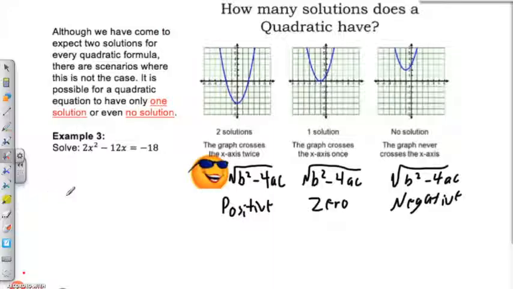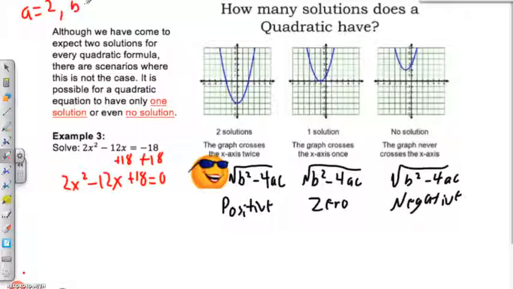Alright, so let's go ahead and look at example 3. We are given 2x squared minus 12x equals negative 18. The first thing we are going to have to do is move everything to the same side and put it in standard form. So we would have 2x squared minus 12x plus 18 is equal to 0. Now we want to go ahead and identify our a, our b, and our c. I'm just going to do that up here where I have some space. A is going to be equal to 2, b is going to be equal to negative 12, and c is going to be equal to 18.